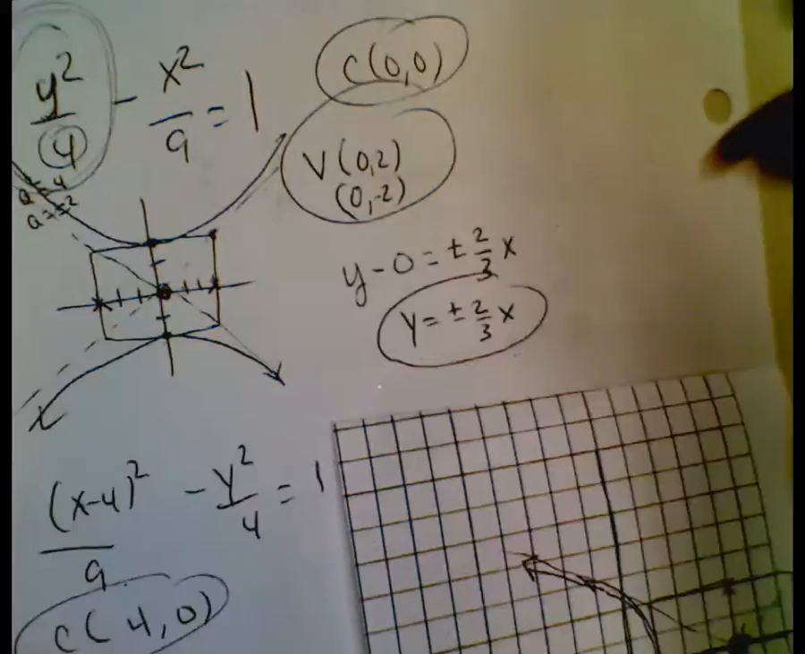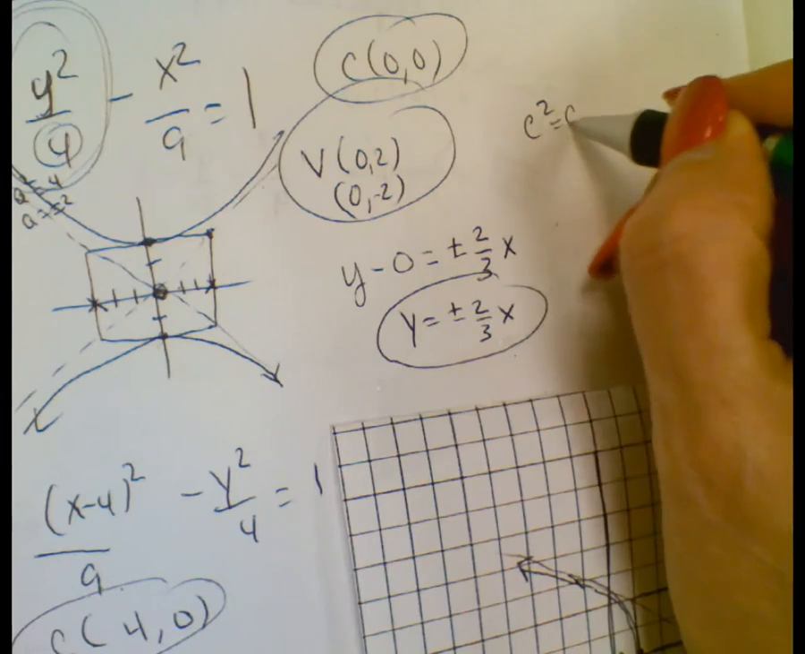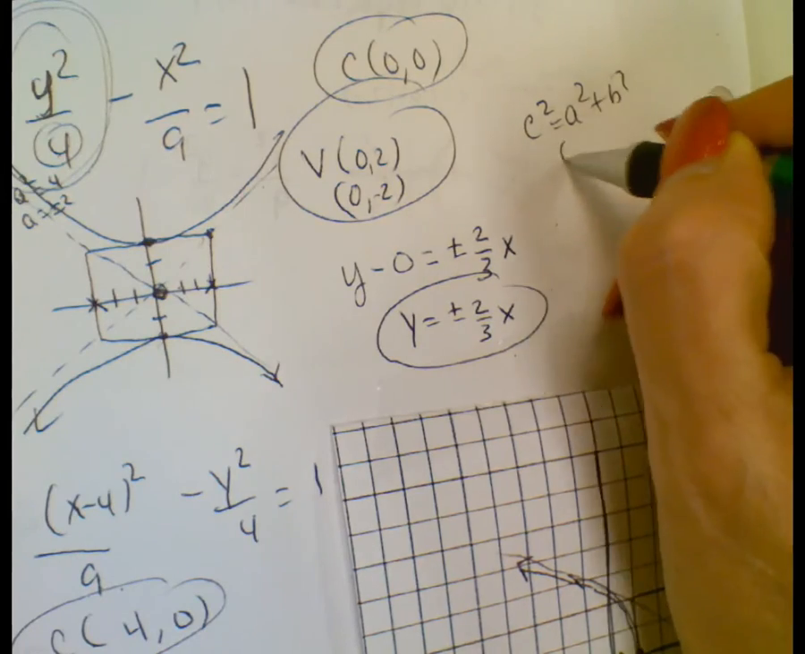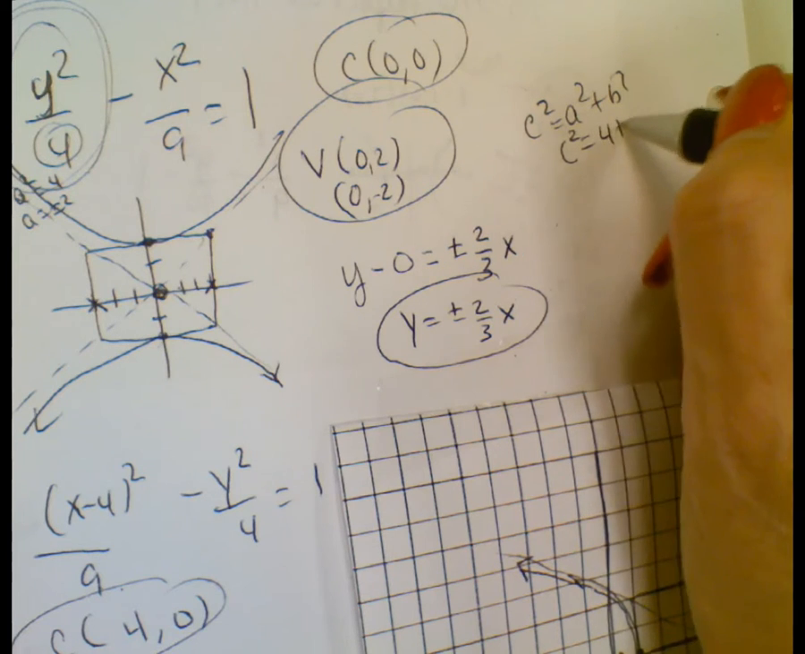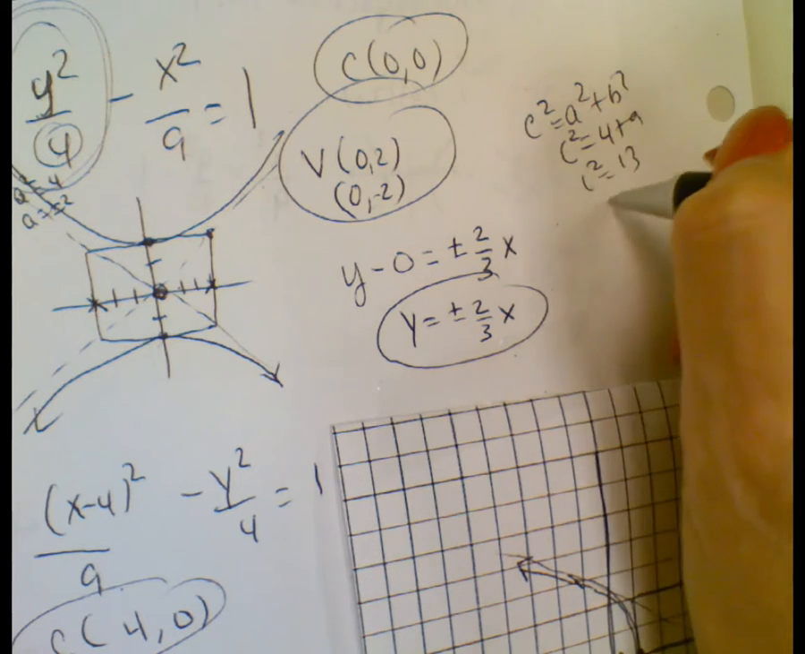13. I need to go back up here to 12 and find the foci. A squared plus b squared. This 2 is 4 plus 9. This 2 is 13.